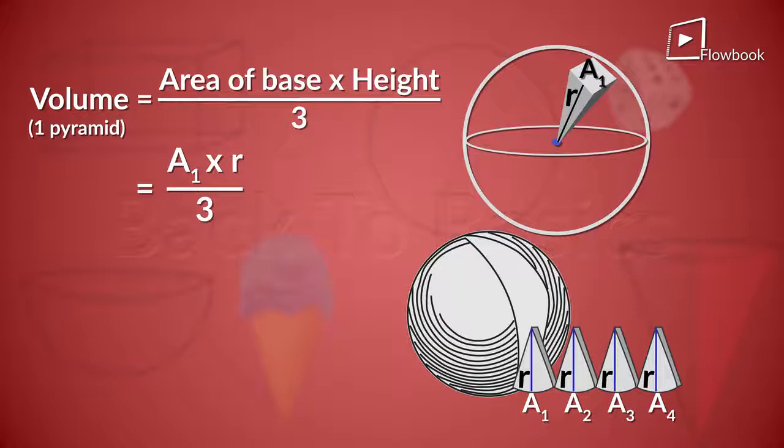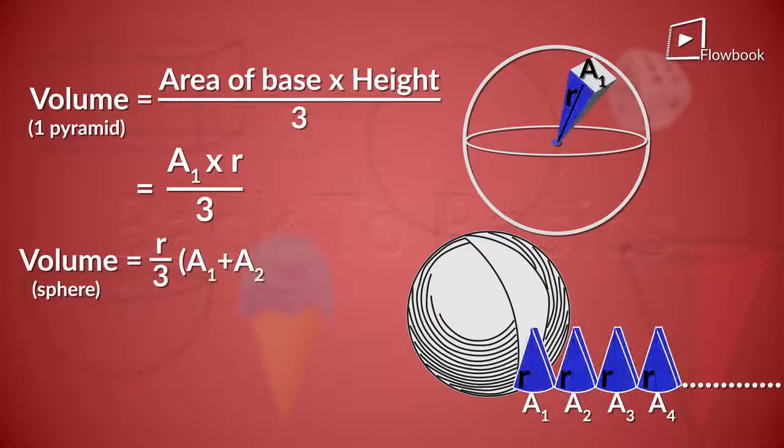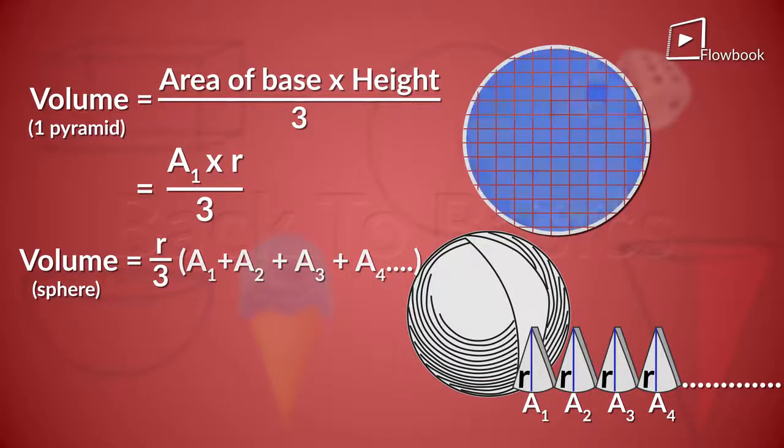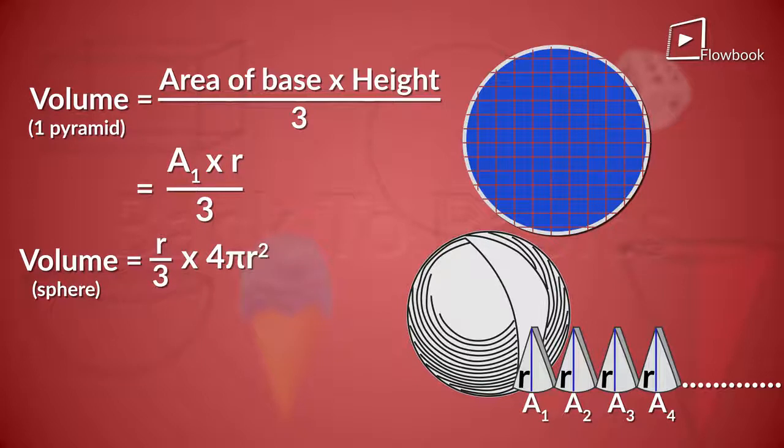If we were to add up the volume of all these pyramids, then you would get 1 by 3 r into sum of all the areas. Now, again, sum of all the areas is equal to the surface area of the sphere, or 4 pi r square. Therefore, the volume of the sphere is equal to 1 by 3 into r into 4 pi r square, or 4 by 3 pi r cube.